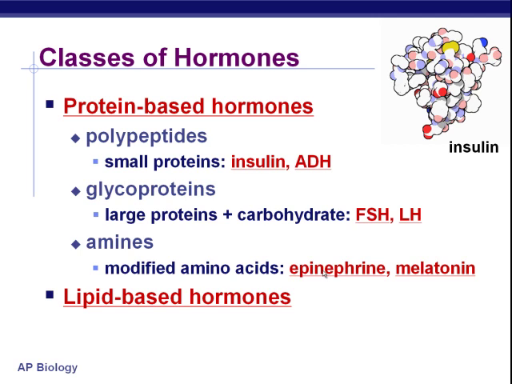The other type of hormone is lipid-based. If you'll remember, lipids are fats and oils and waxes, and one other group called steroids. Steroids are the lipids that do create some of these hormones.